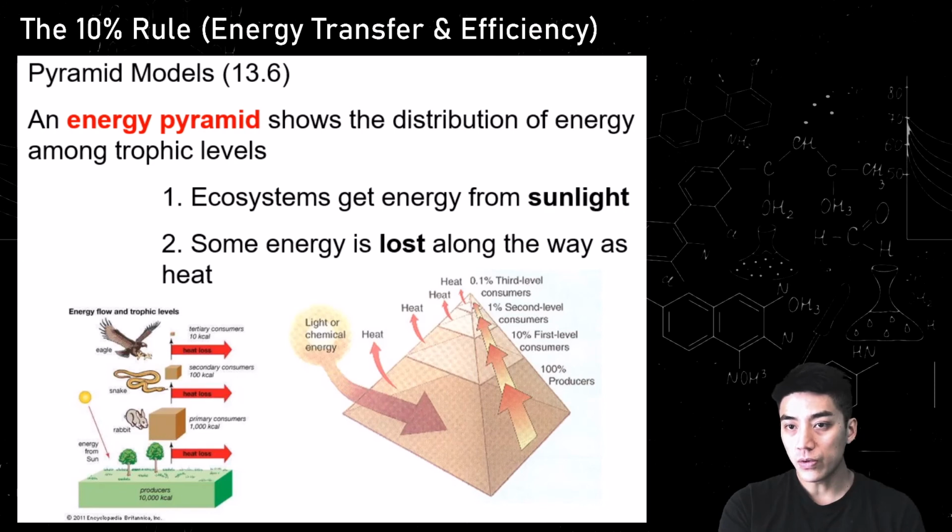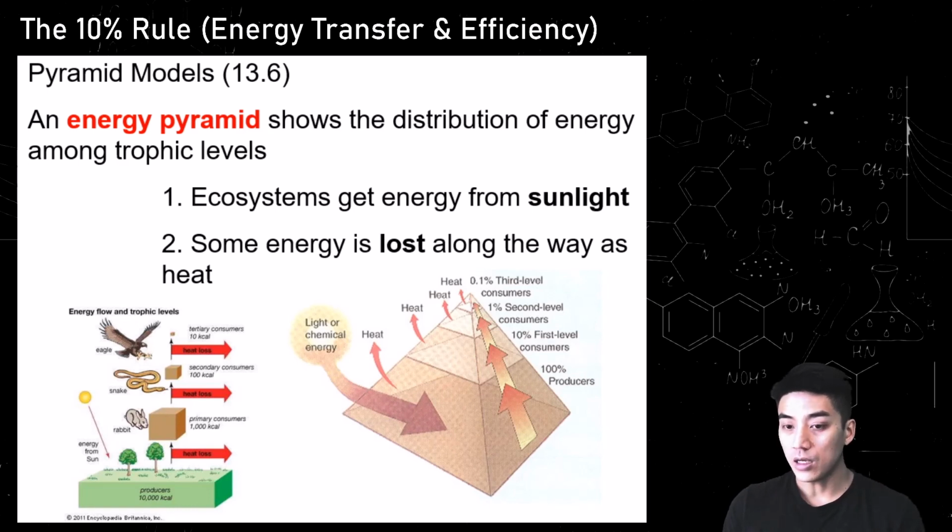I want to end this video with a discussion on something called the 10% rule on energy transfer and efficiency. So we have two pictures side by side, and hopefully this can help you understand it. But at the base of this energy pyramid, you have producers, and they take in sunlight and they're able to use it 100% effectively or efficiently. But as these producers are consumed by your first level consumers, for example, like a bunny rabbit, they only get to use 10% of that available energy, because a lot of that energy is used inefficiently and it's lost in the form of heat.